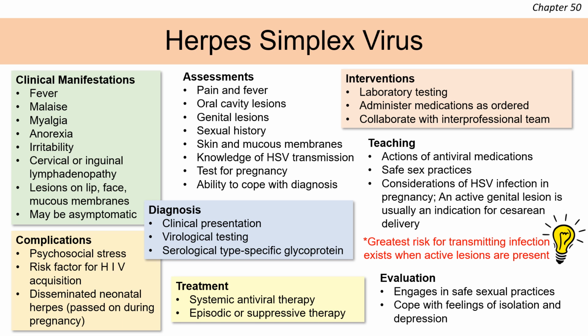So for teaching, we want to teach them about the medications that they may be prescribed, antiviral meds. We want to teach safe sex practices and let them know that the greatest risk for transmitting the infection is when there are active lesions present. This just means the greatest risk. It's not the only time. Even if they're asymptomatic and they don't have any active lesions, they can still transmit the virus. And then we want them to follow up with their provider.